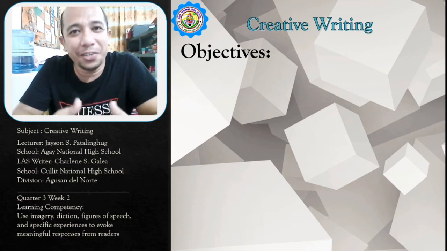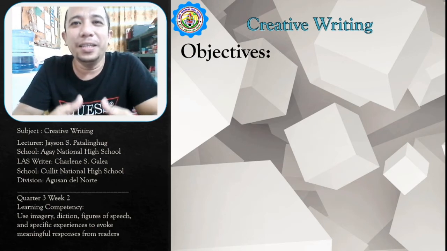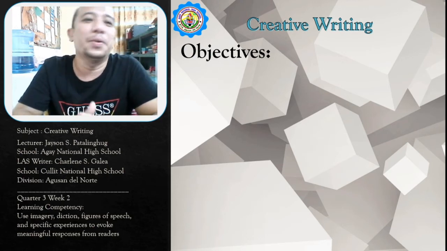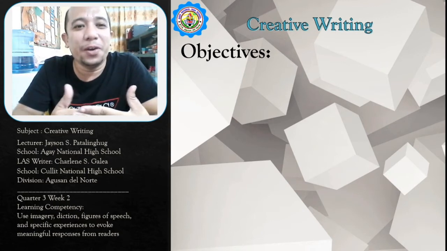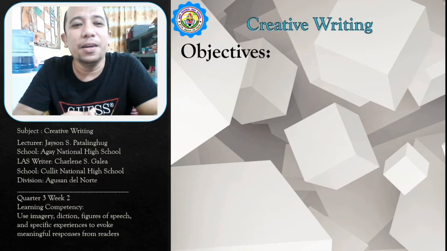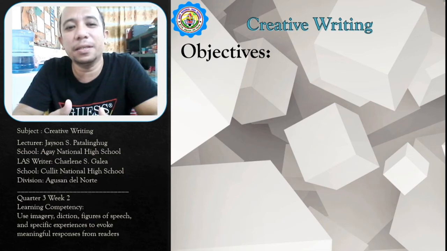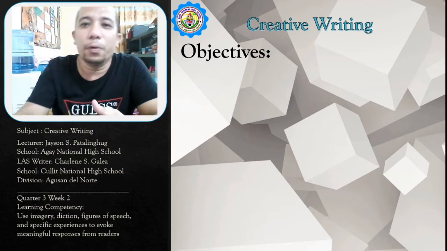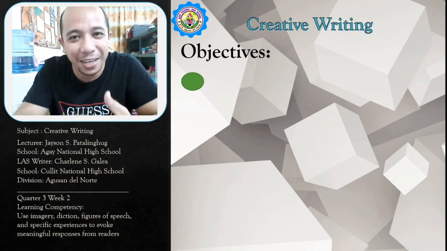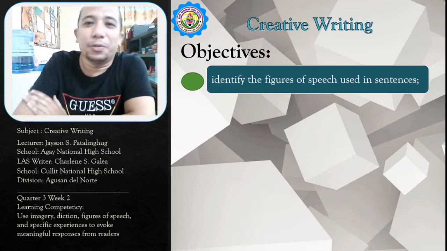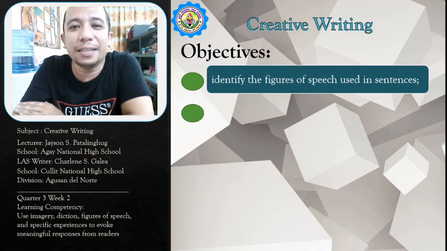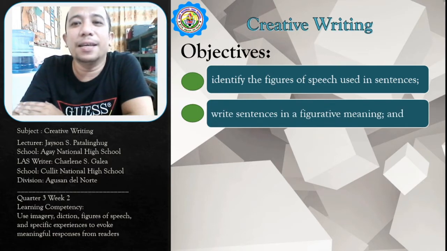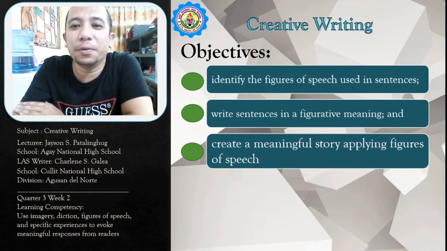I am your teacher, Jason Patalinghog, and today we'll be discussing the subject creative writing, week 2 of quarter 3, with our learning competency, the use of imagery, diction, figure of speech, and specific experiences to evoke meaningful responses from readers, with specific objectives which are as follows: to identify the figure of speech used in sentences, to write sentences in a figurative meaning, and to create a meaningful story applying figures of speech.